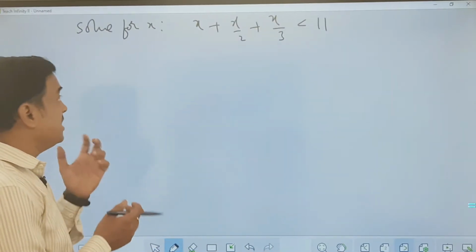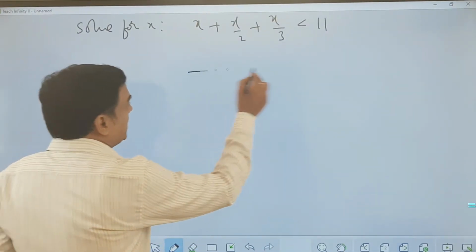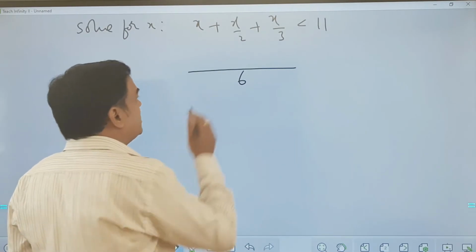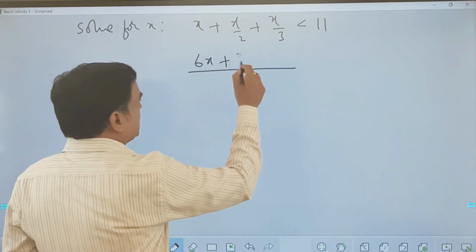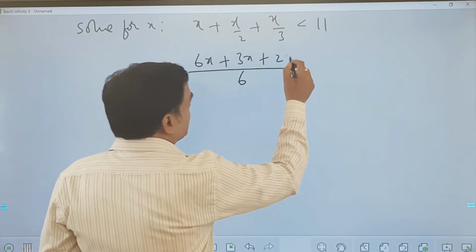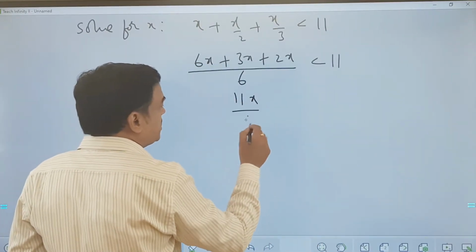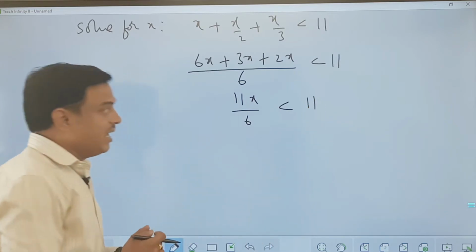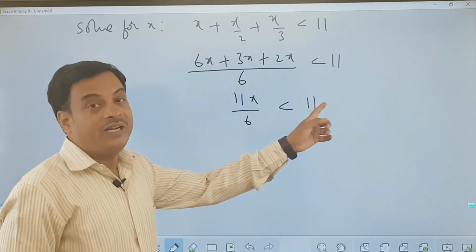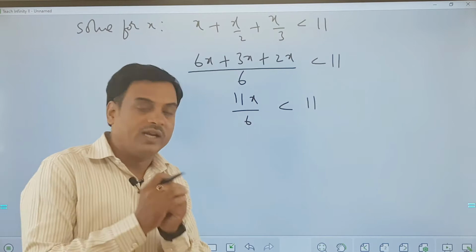My next question is again solve, and for this I'll take an LCM of 6. We all know how to take an LCM: that is 6x plus 3x plus 2x is less than 11, and I get 11x upon 6 is less than 11. Now you may think we should cross multiply by 6. Of course we can do that, not an issue.